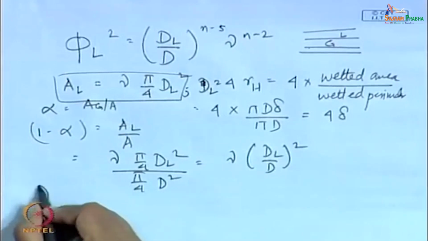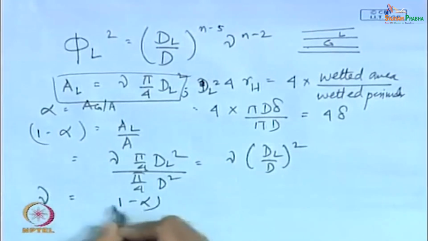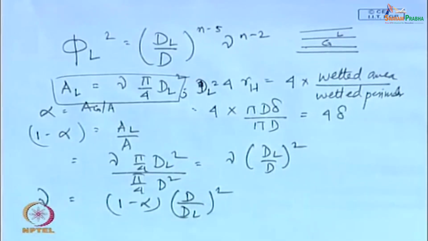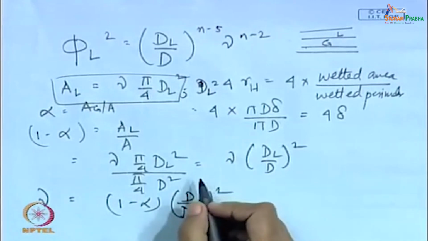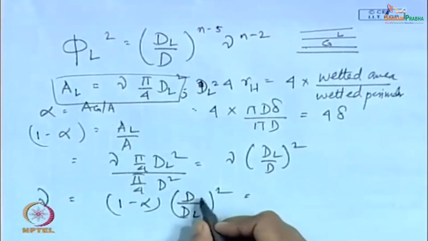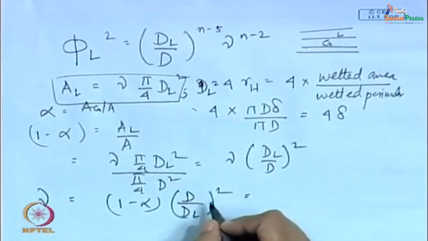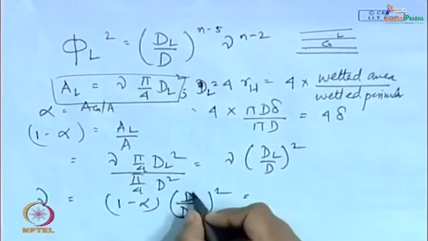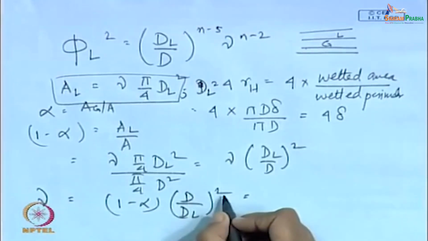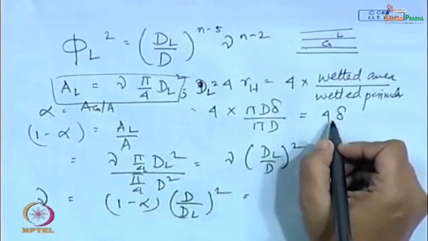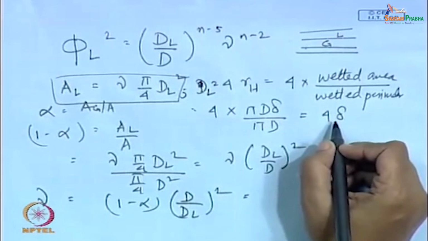So, what is gamma, the shape factor? This is equal to 1 minus alpha times (d by d_L) whole square, fine. Or in other words, this is equal to 1 minus alpha (d by d_L) whole square, agreed. And now, what is this 1 minus alpha equal to? It is nothing but (d_L by d) whole square, and what is d_L? 4 delta.